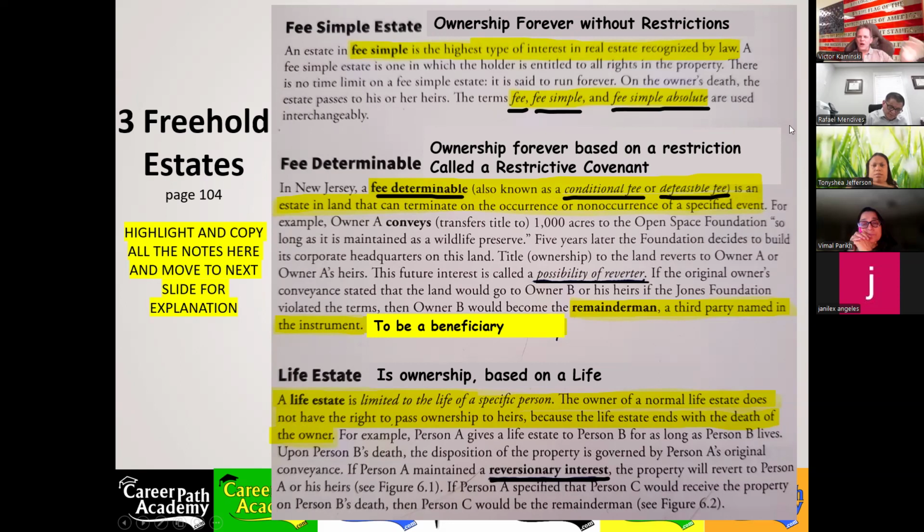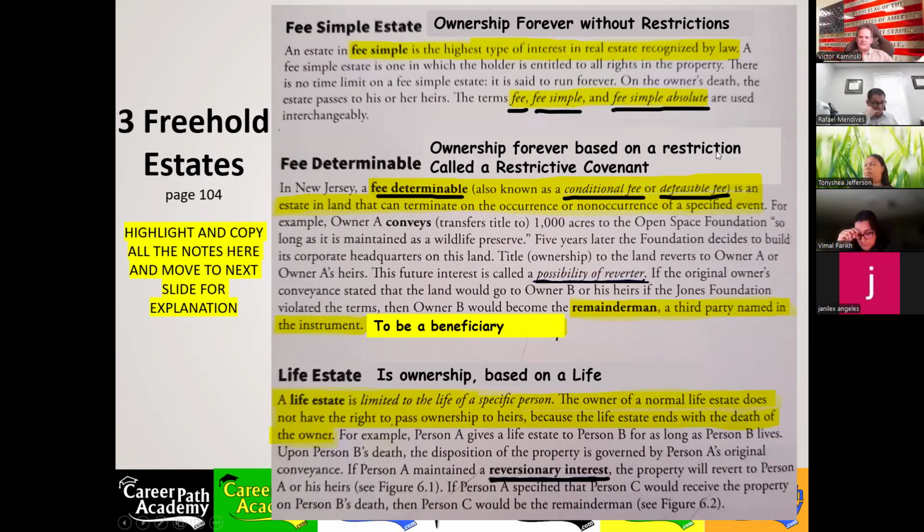So you're the owner of the property, you're entitled to all the rights of the property, and your rights are not limited in any way. You own the land forever. So you could even dictate who gets it when you die. And how do you dictate who gets it when you die? In a will. There you go.